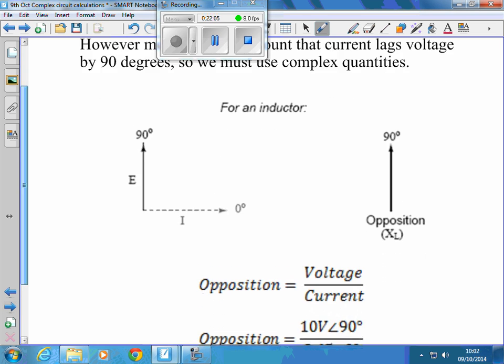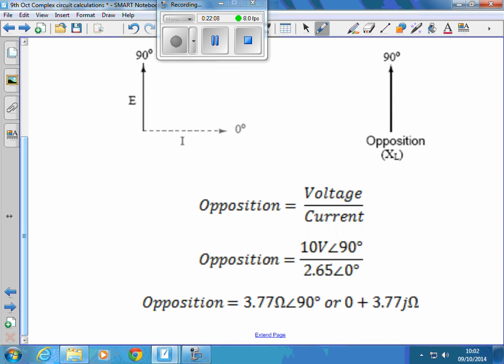So there it is on the next slide. Okay. And if you convert that, so in your calculators, just convert 3.77 angle 90 in polar form to rectangular form, and you should get 0 plus 3.77j, because the inductance is all imaginary number, all unreal part. Okay.